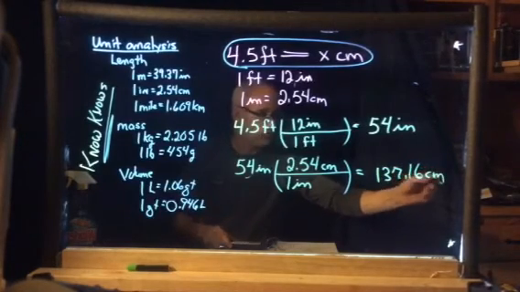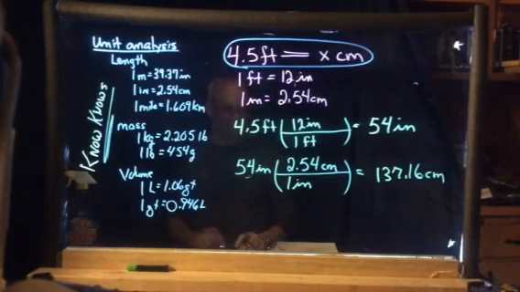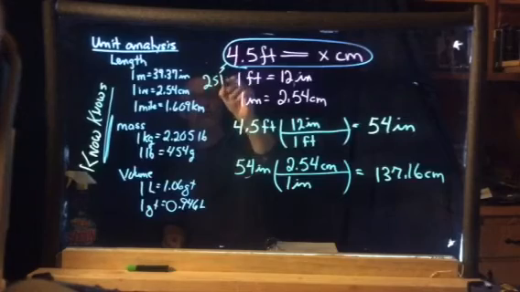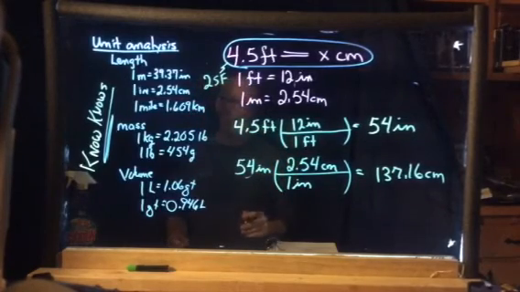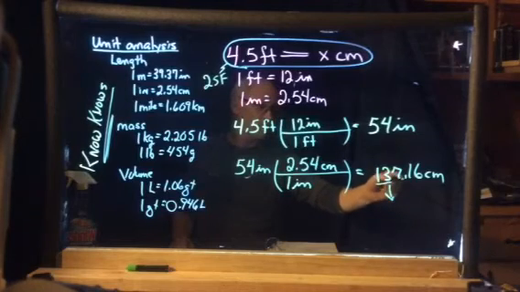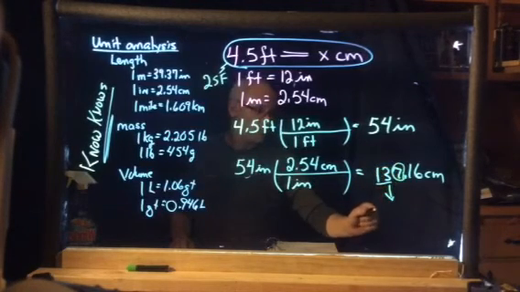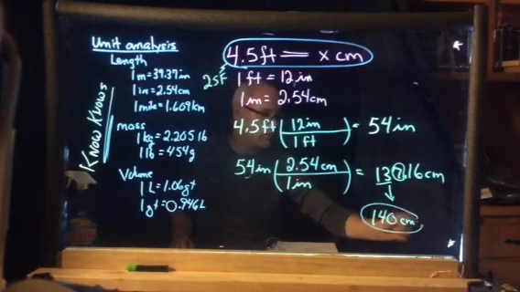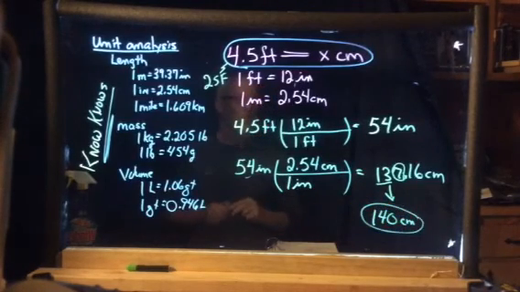137.16 centimeters would be the exact number. But following the rules of sig figs, we have 2 sig figs here. That's all we're doing is multiplying. So then I would express this to 2 sig figs. 7 is larger, so it'd be 140 centimeters would be the way to express the answer using significant figures.